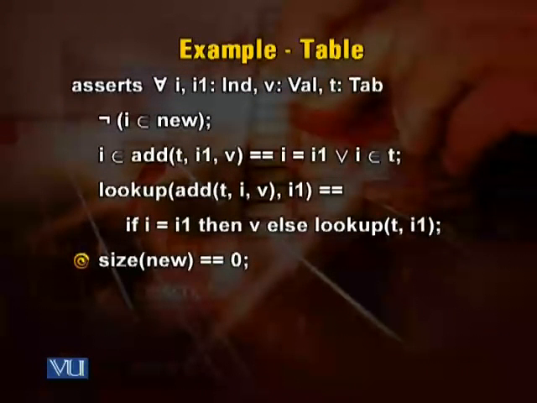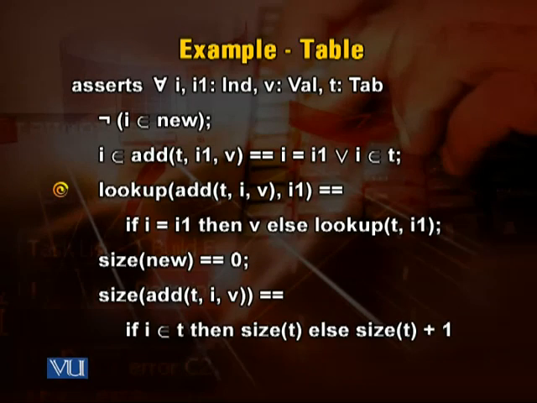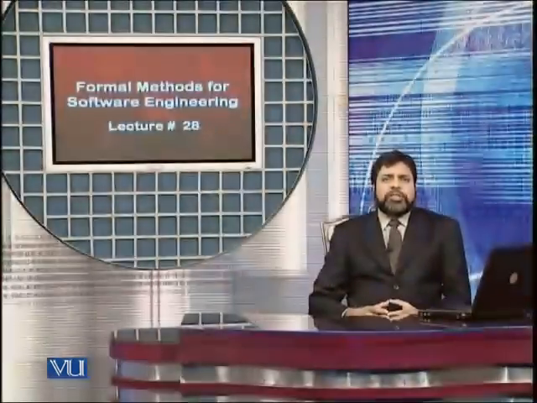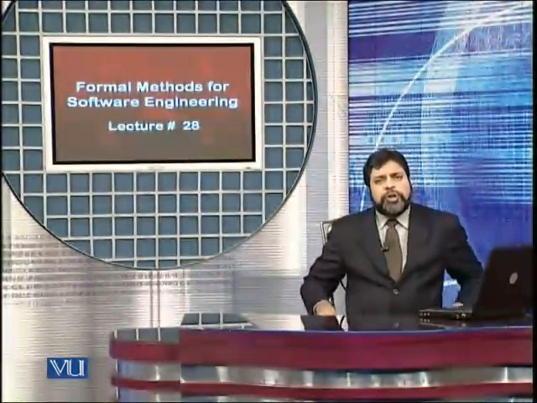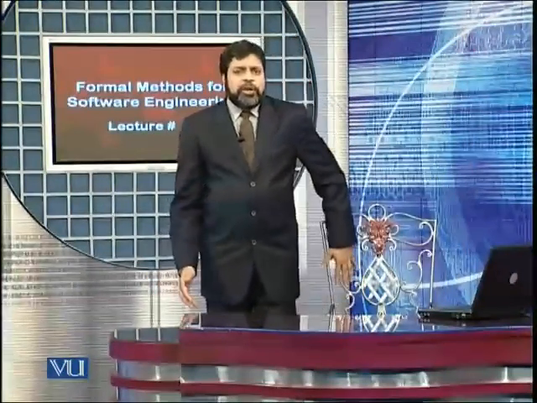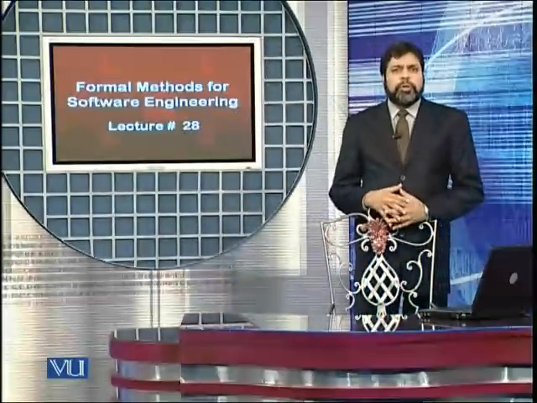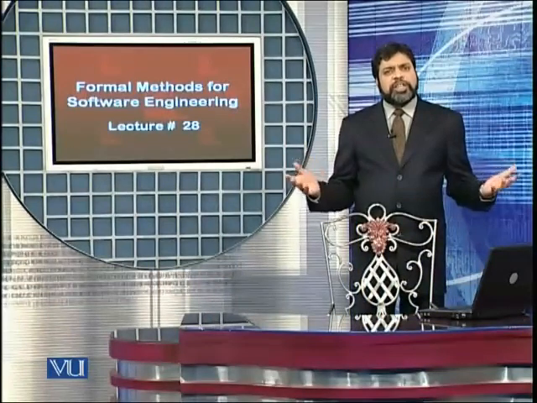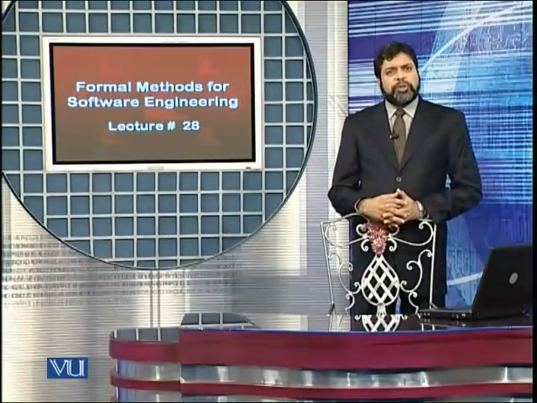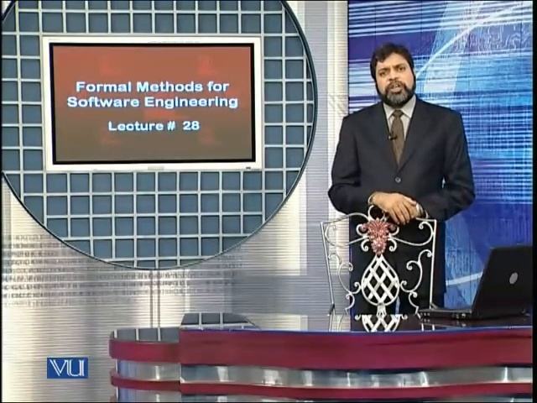Size of new is equal to 0. Size of add T, I, V is equal to, if I is a member of T, then size T, else size T plus 1. So in this particular case, we are saying size of new is equal to 0. Obviously, when we have just created this table, new, its size is 0. There is nothing in it. So there is nothing special in this. The second axiom is interesting.